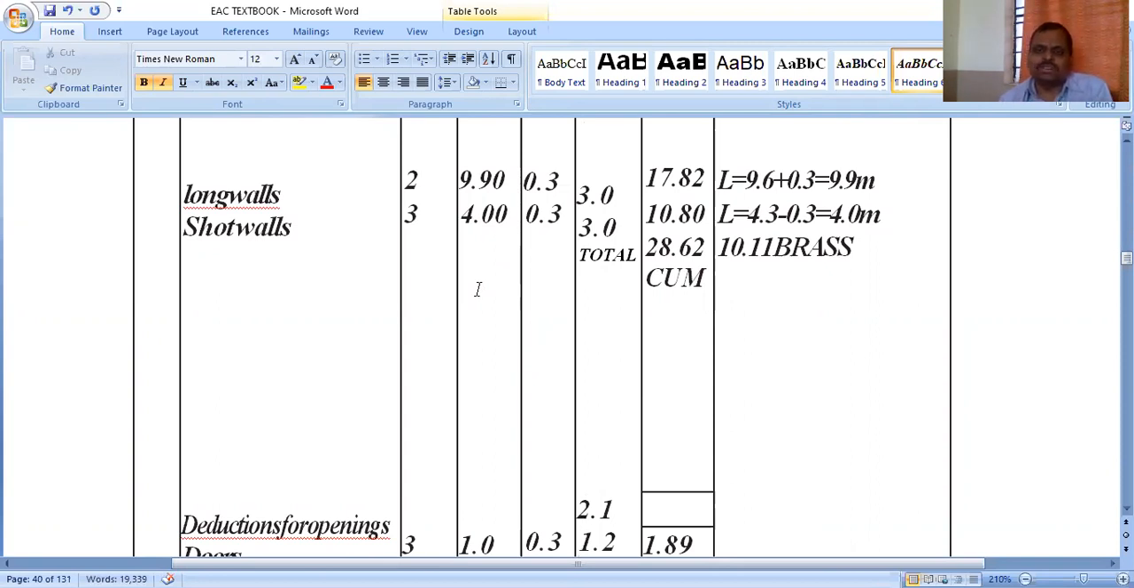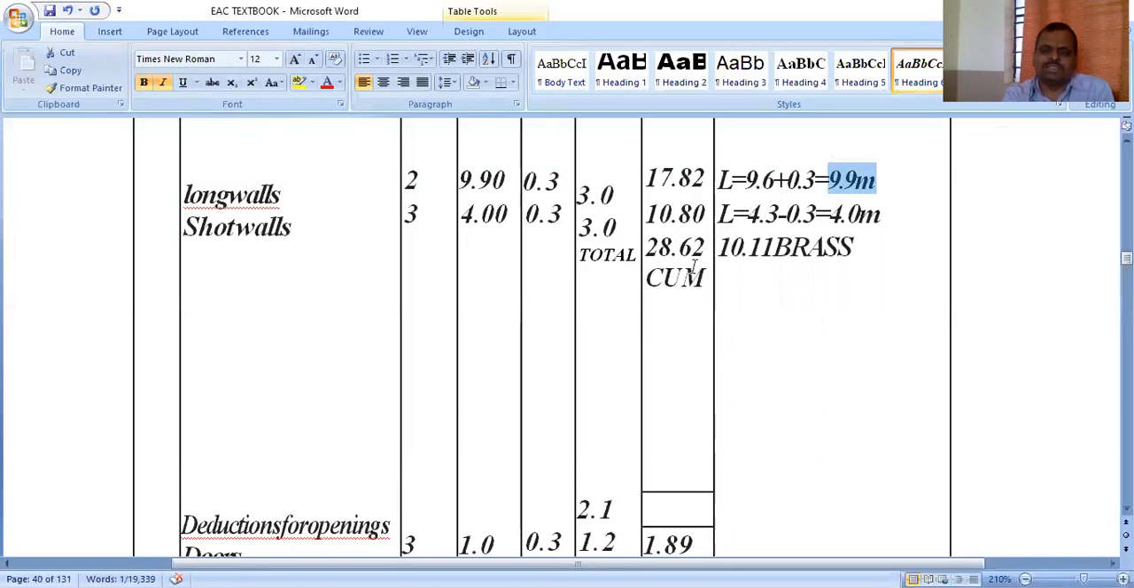So initially, the center to center distances are 9.6 and the thickness or the width of the wall is 0.3 meter. So the length of the long wall is given by the formula center to center distance plus 1 width of the item. Here the center to center distance we have worked out as a first step is 9.6 meter and the width of the item is 0.3 meter. So the length of the long wall will be 9.9 meter.